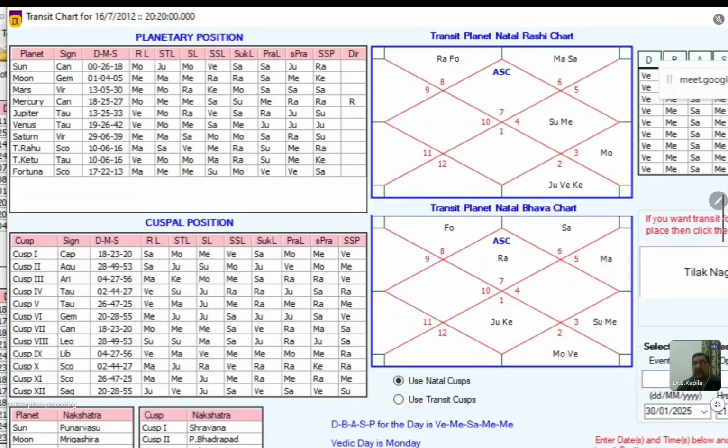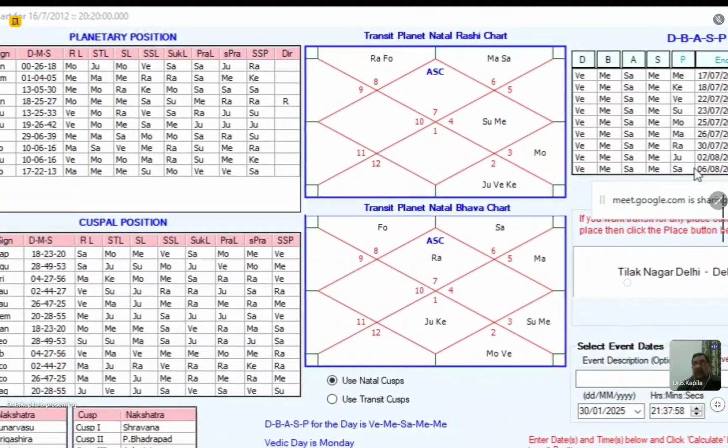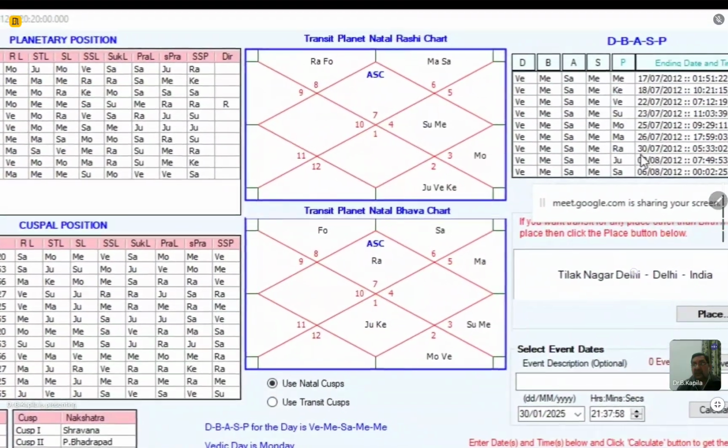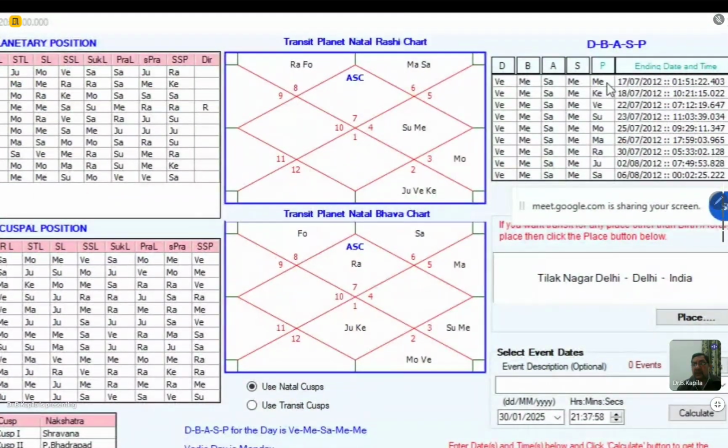Now the position of Sun is okay. The transit of Sun is okay. And when the transit of Sun is okay, the date is 16/7/2012, and 16/7/2012 means the prana can be Mercury, it can be Ketu, it can be any of these planets, right up to 6/8/2012. It can be any of the planets.